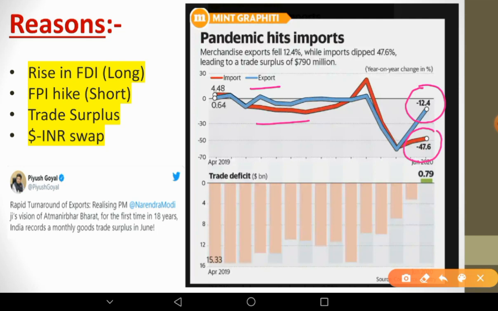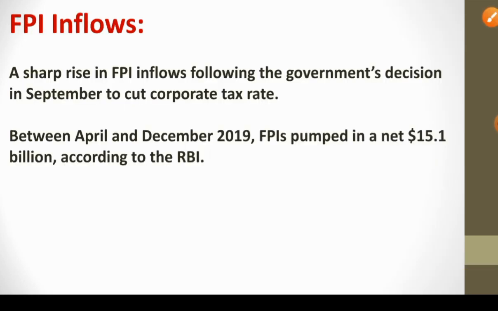So the export has fallen less and the import has fallen much more. Why? Again, because of gold import and crude oil import, a very sharp reduction in gold and crude oil imports. That's why we saw a trade surplus of $793 million, that's $0.79 billion, in June. But bad luck, again in July we are seeing a trade deficit of around $4.8 billion because of gold demand. We imported more gold in July due to several reasons.